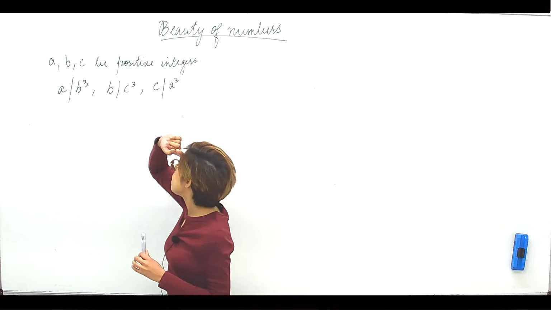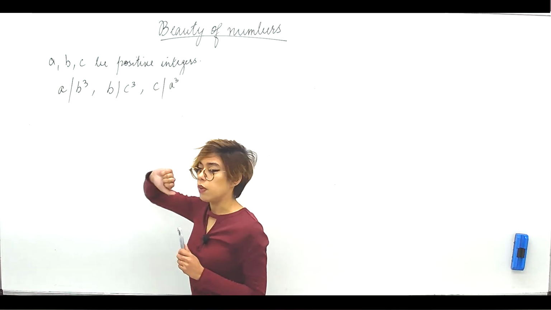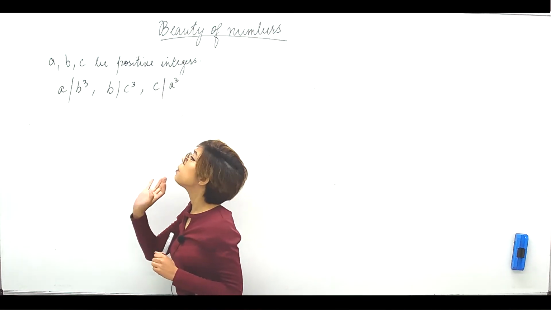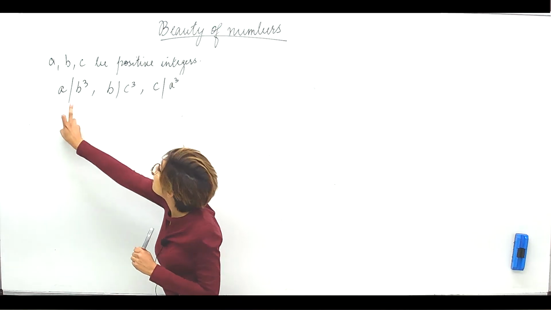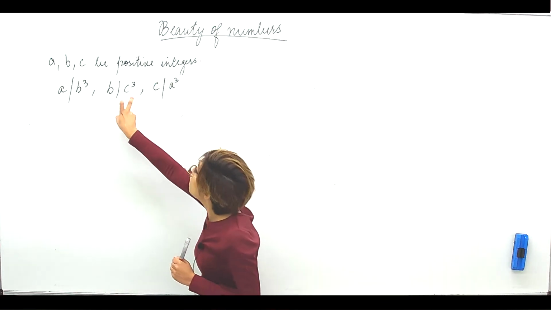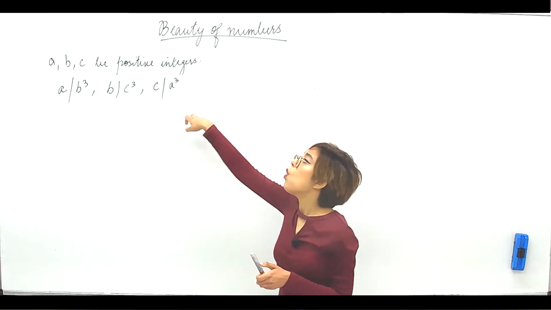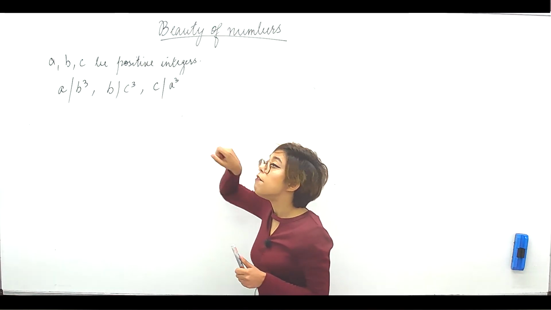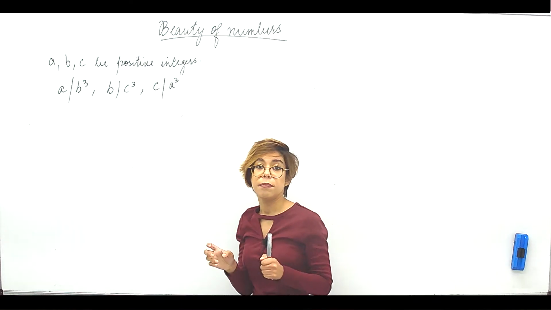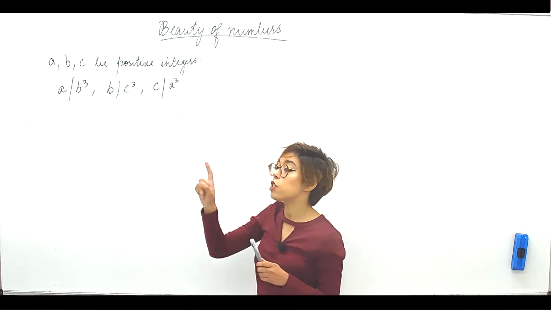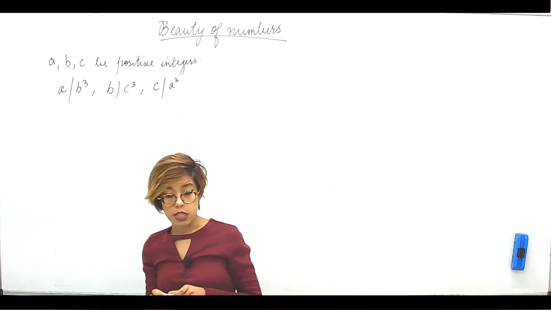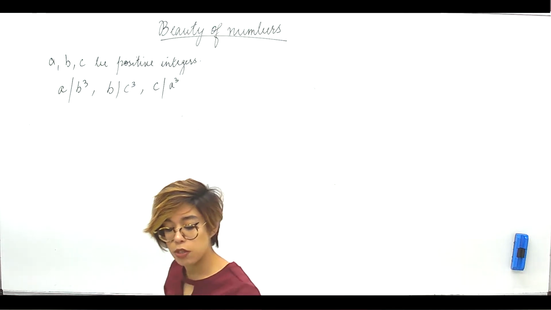Now he says that A, B, C be positive integers, okay, got it. And these are such positive integers such that A divides B cube, B divides C cube, and C divides A cube. So all these three integers are very intimately related, right? Now using these conditions, I need to answer the following questions. So let's read question number 13.